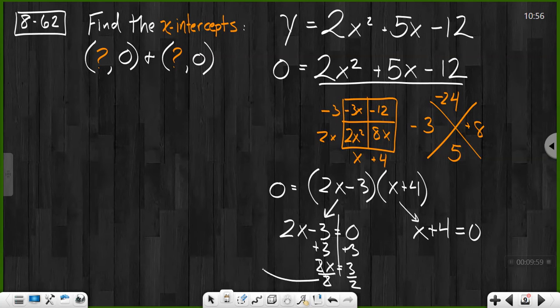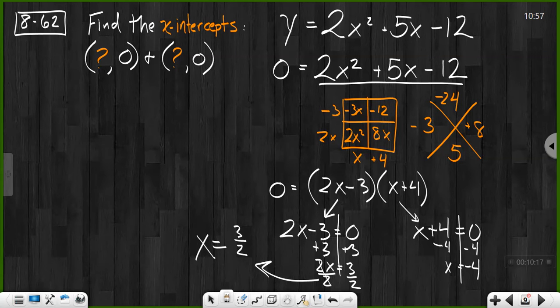All right, I'm sorry, I'm running out of room here, but that gives me x equals 3/2, otherwise known as 1.5. This one's a little bit simpler yet. I just subtract 4 from each side, giving me x equals -4. That means these are the x values of my x-intercepts.